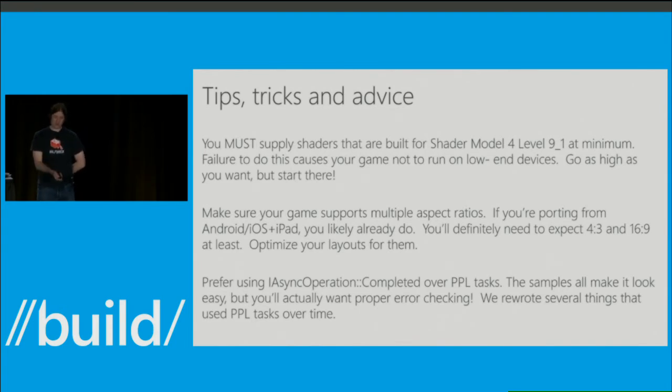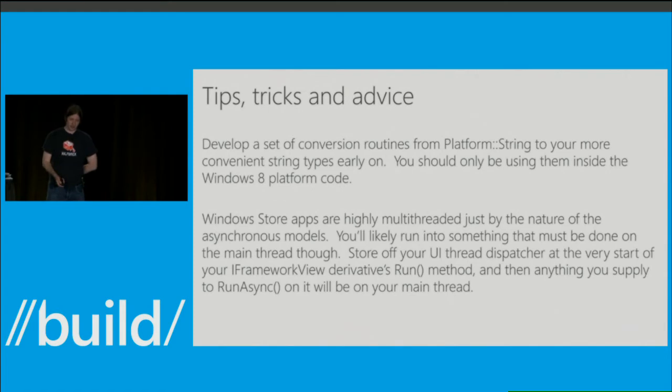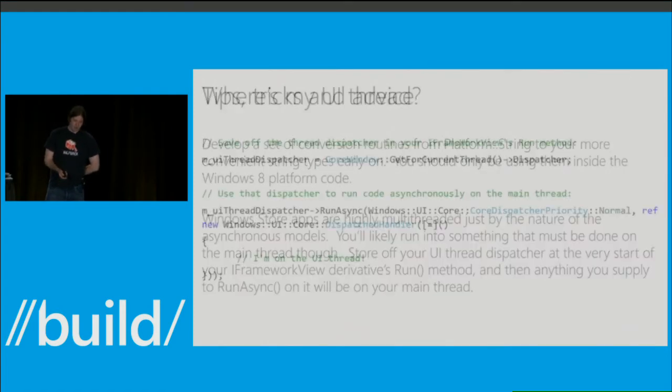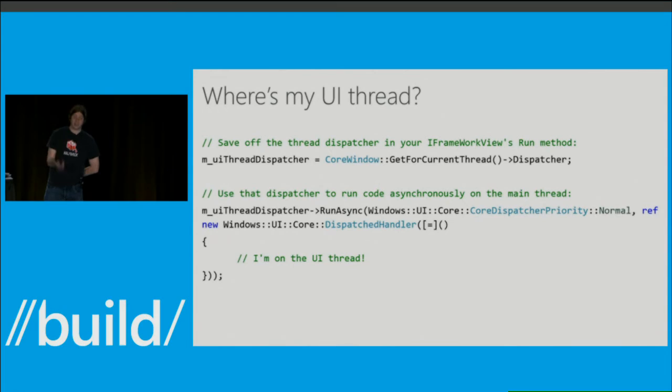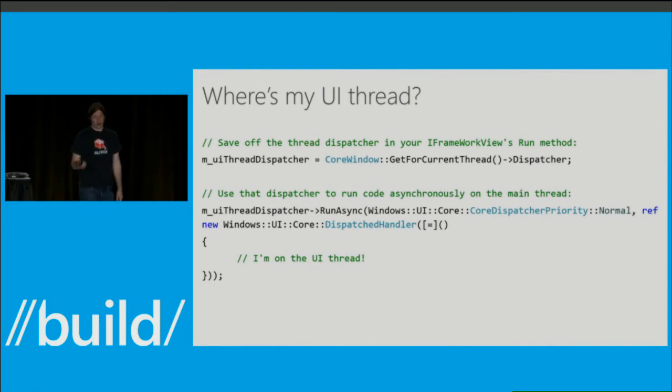Some of the other things I'm just going to skip over. Definitely check the slides later. Because everything is so highly multi-threaded, you're going to ask the question at some point in time, I have to do this on my UI thread. It took us a while to figure out how you do that, but as soon as your game starts up, you can save off the thread dispatcher on that thread, and then from other threads, you can call into that stored off UI thread dispatcher, and just call run async on it, and whatever's in that lambda, you can run on the main thread.